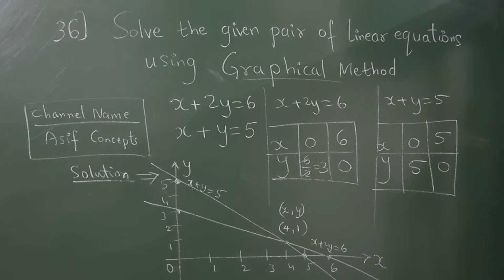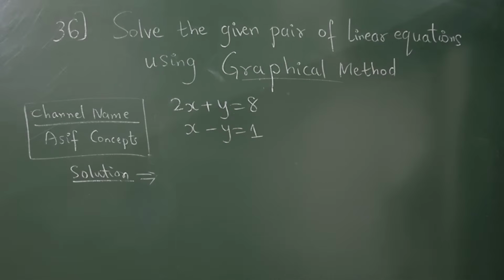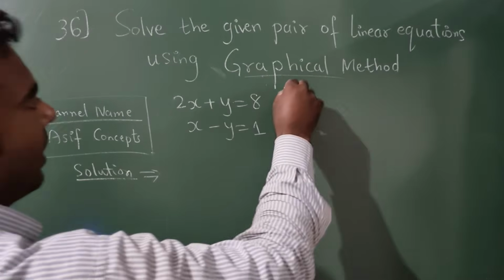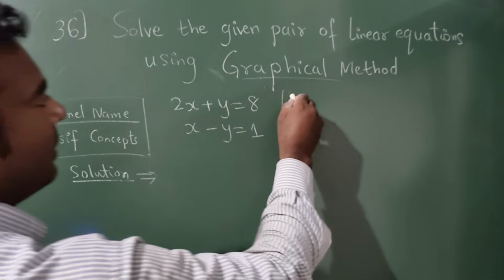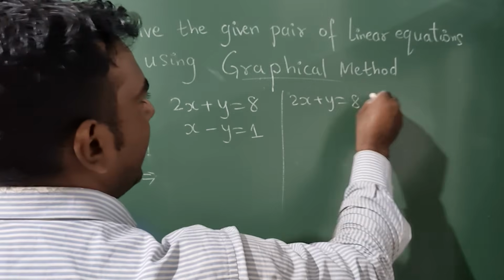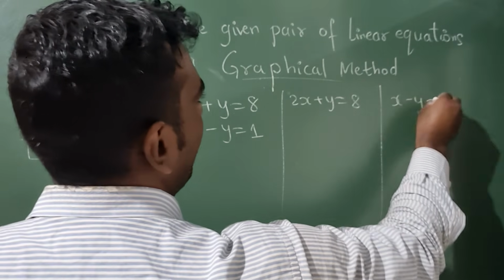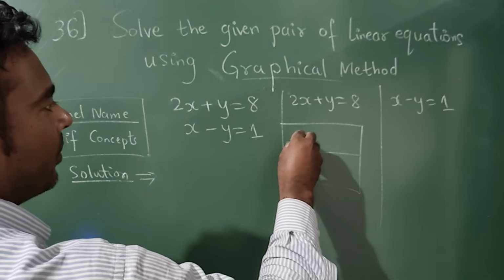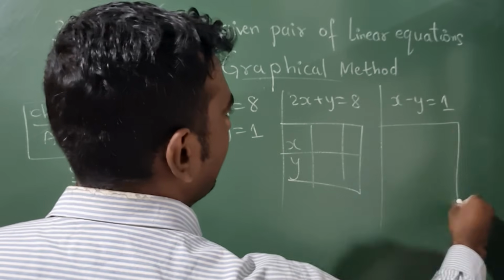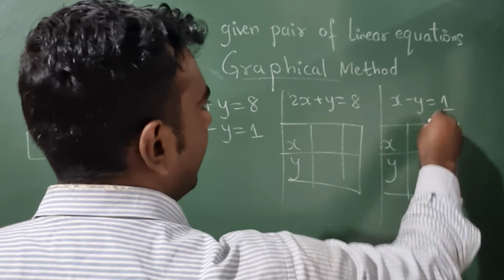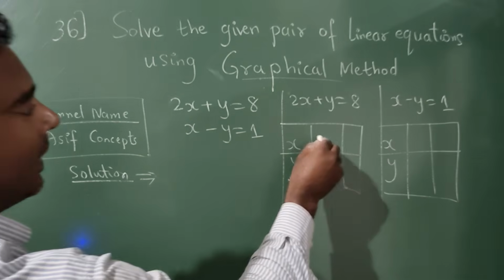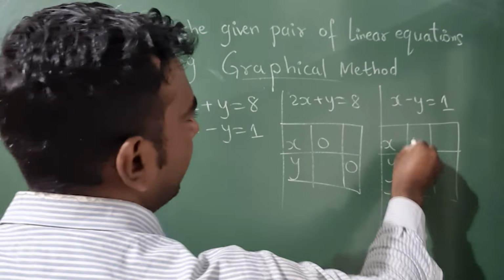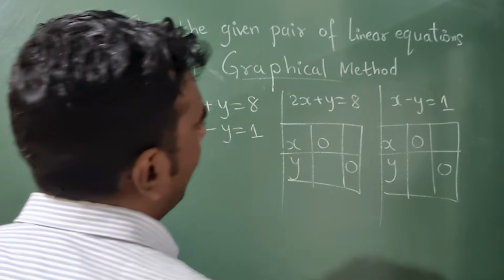I hope you are understanding very well. This question is from model question paper 2 for 4 marks. They have given the two equations. So write here 2x plus y is equal to 8 and write this side x minus y is equal to 1. As I have told you, first draw these boxes. Here also x, y, draw these boxes. Write here 0 once for the x, write here 0 once for the y. Here once for the x, once for the y.